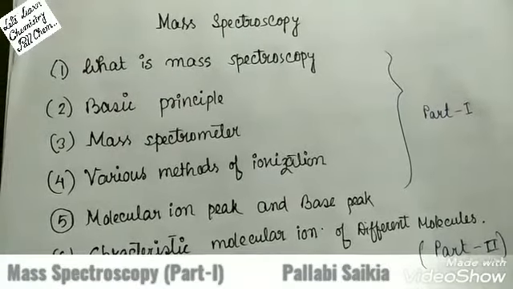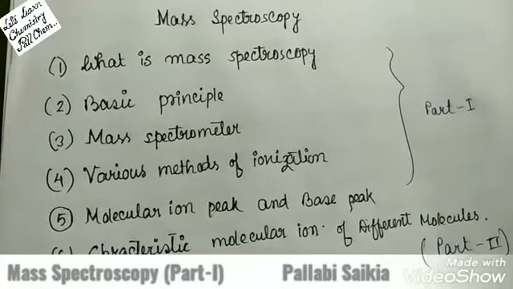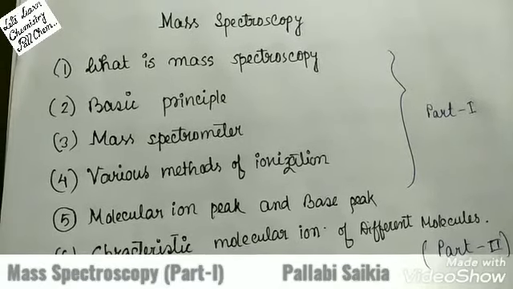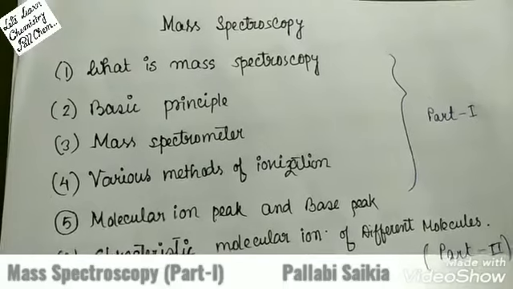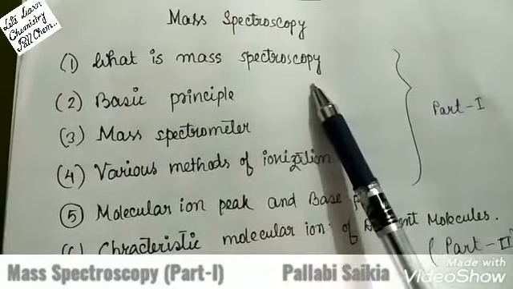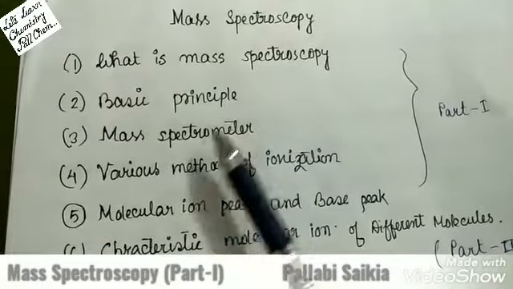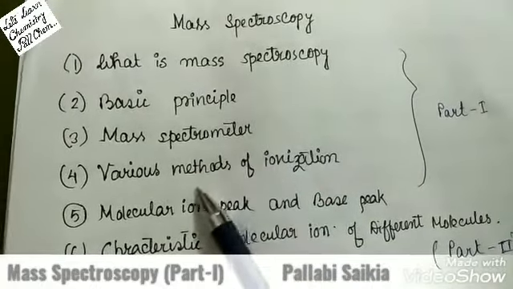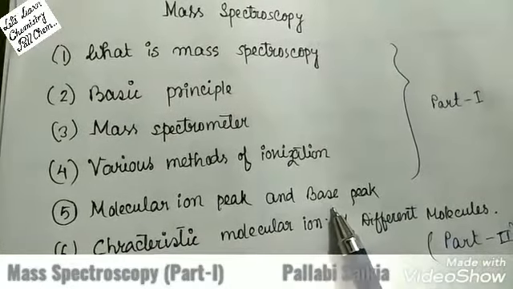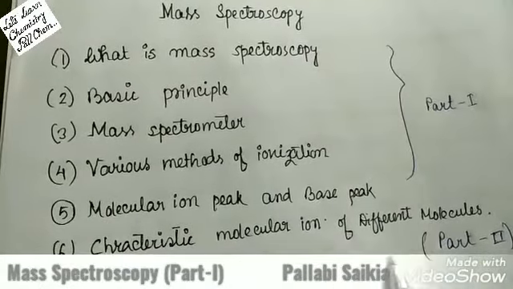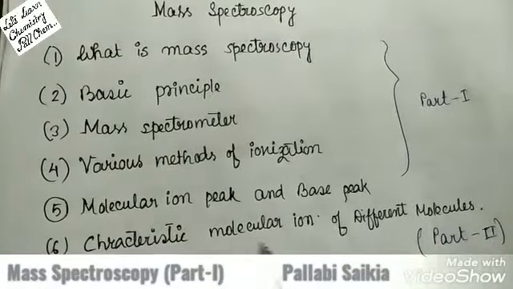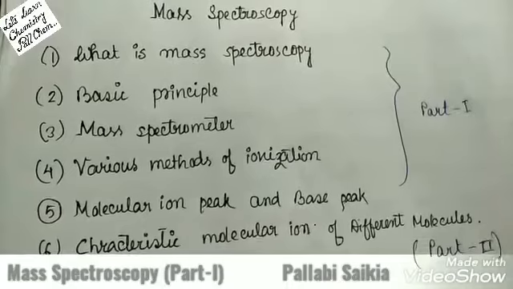Dear students, in this video we are going to discuss mass spectroscopy. Mass spectroscopy is divided into two parts. The first part consists of what mass spectroscopy is, the basic principle, the mass spectrometer, various methods of ionization, molecular ion peak and base peak. In the second part of this video, we will discuss the characteristics of the molecular ion of different molecules.